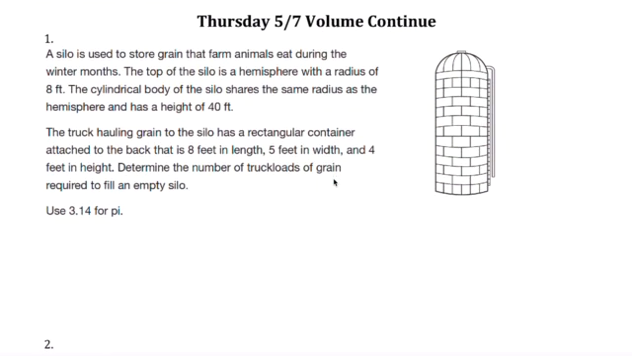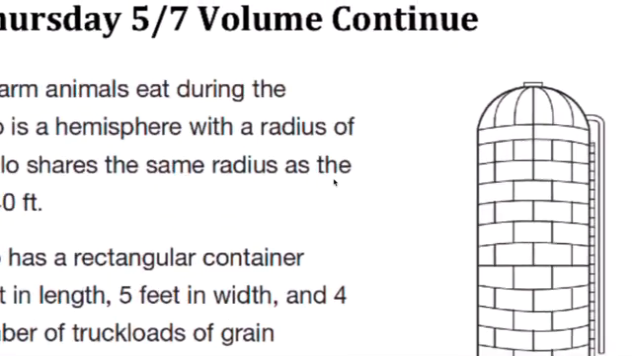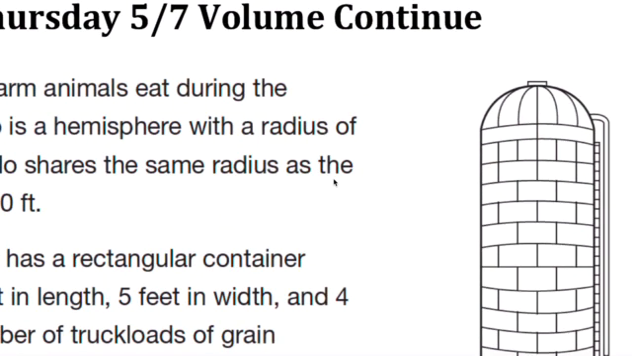A silo is used to store grain. This is called a silo, right here in the picture, that the farm animals eat during the winter months. The top of the silo is a hemisphere. So hemi is half of a sphere.